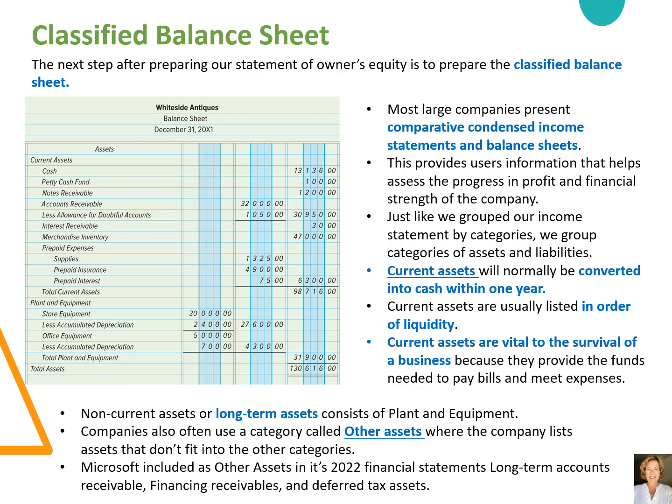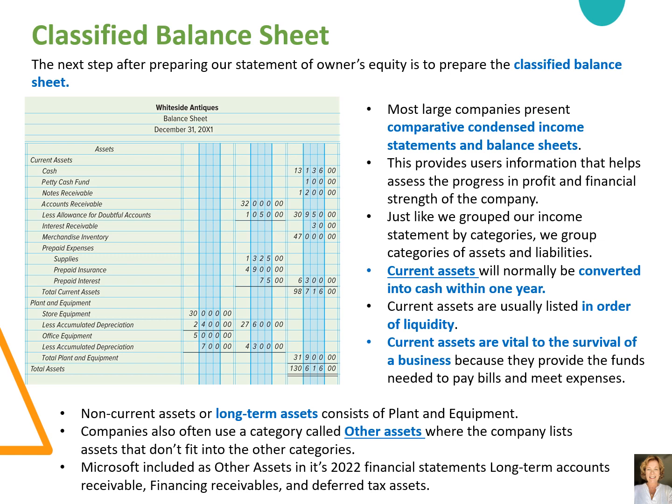The next step after preparing our classified income statement and the statement of owner's equity is to prepare the classified balance sheet. Most large companies present comparative condensed income statements and balance sheets. The Securities and Exchange Commission, SEC, requires most publicly traded corporations to present 3 years of income statements and 2 years of balance sheets. This provides users information that helps assess the progress in profit and financial strength of the company.